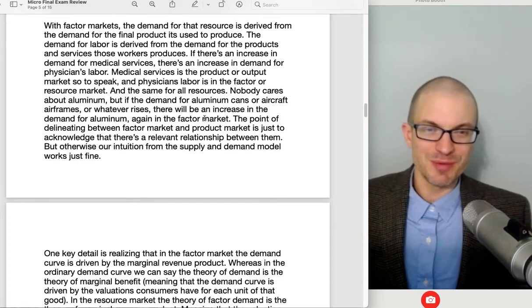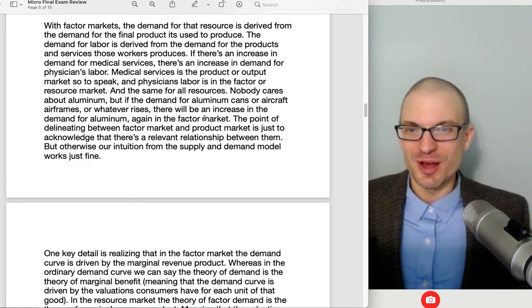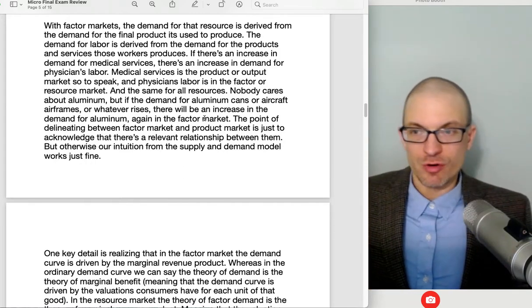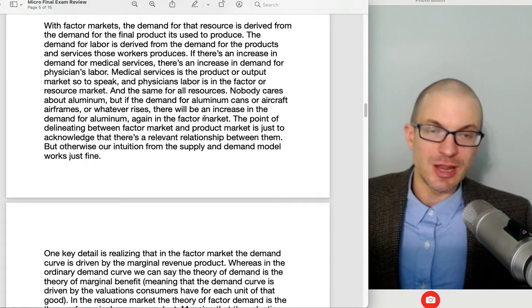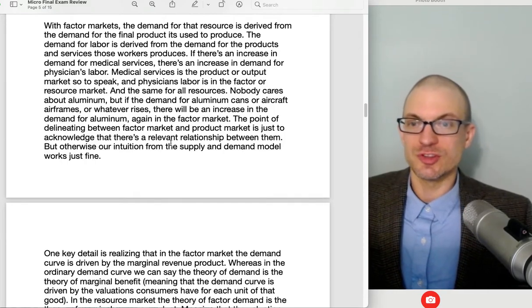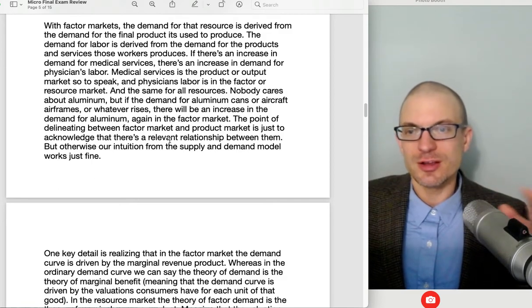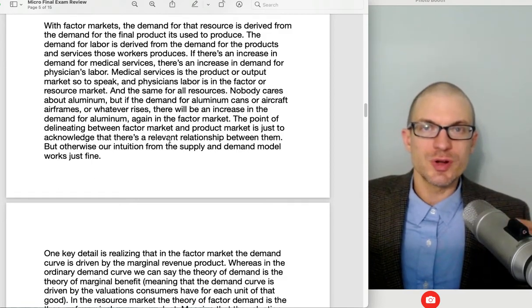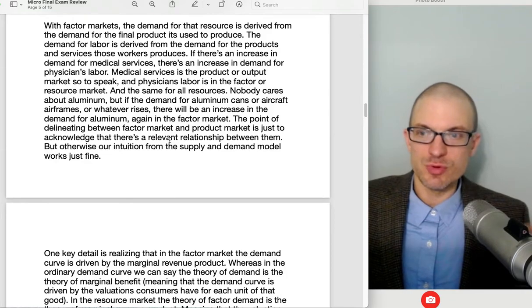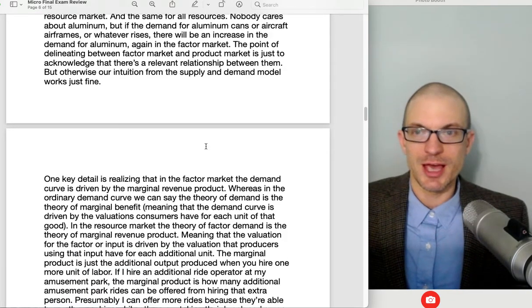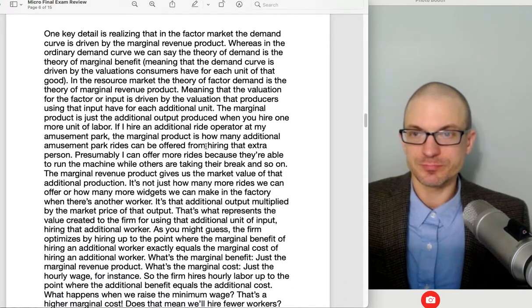Nobody cares about aluminum, for instance. You're not going to just buy aluminum. But if there's an increase in demand for aluminum cans or for aircraft airframes or whatever else, then there's an increase in demand for aluminum. And this is in the factor market. So the point of delineating between factor market and product market is just to acknowledge there's a relevant relationship between the two that are governing these dynamics. Otherwise, our intuition from the supply and demand model works just fine.